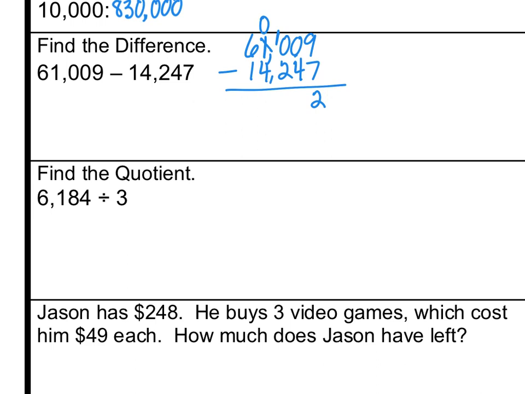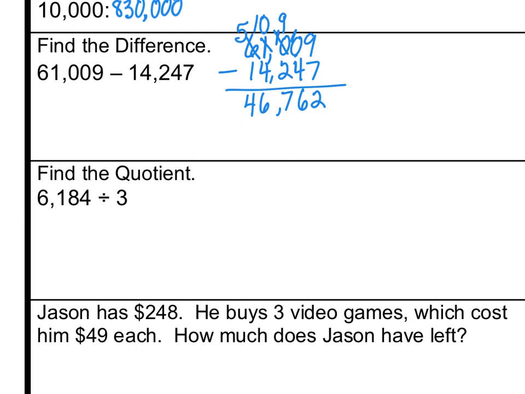0 still needs help. This time when he goes to the hundreds place, the hundreds has 1 to give, and it becomes a 9. This 0 becomes a 10. 10 minus 4 is 6. 9 minus 2 is 7. 0 minus 4. 0 needs some help. Let's borrow. He gets to become a 10. 10 minus 4 is 6. 5 minus 1 is 4. So we have 46,762.